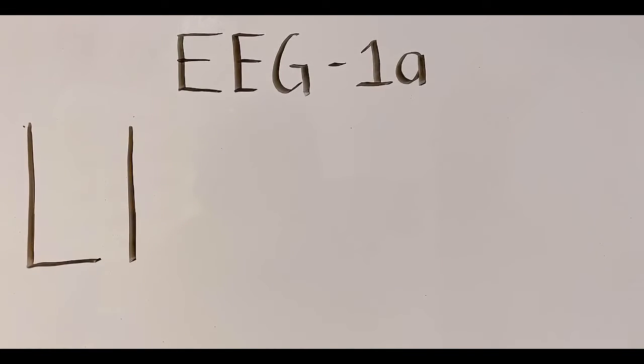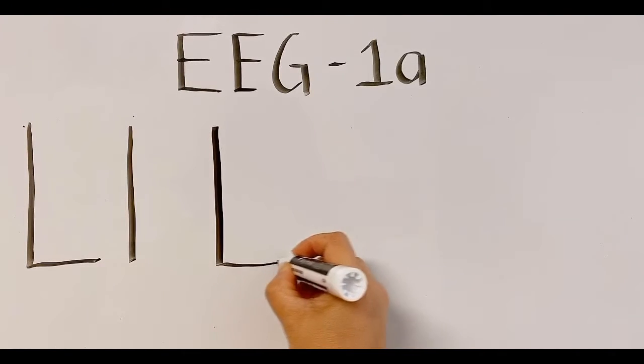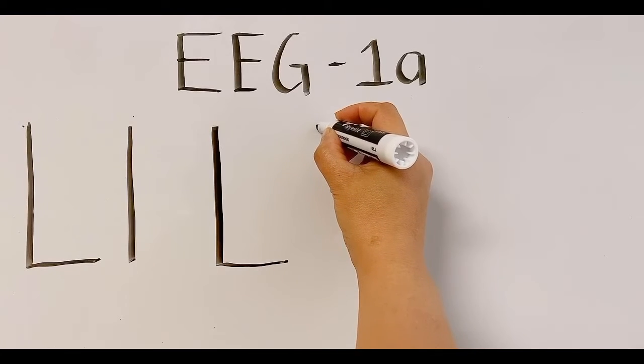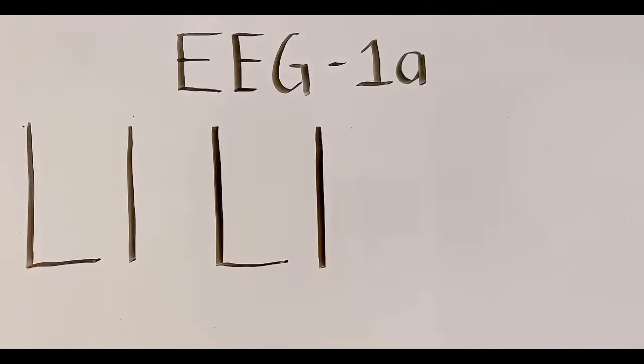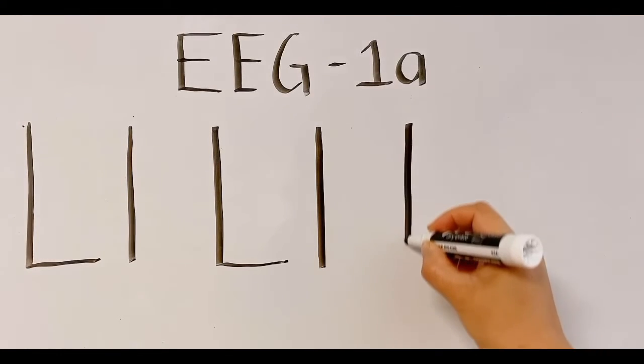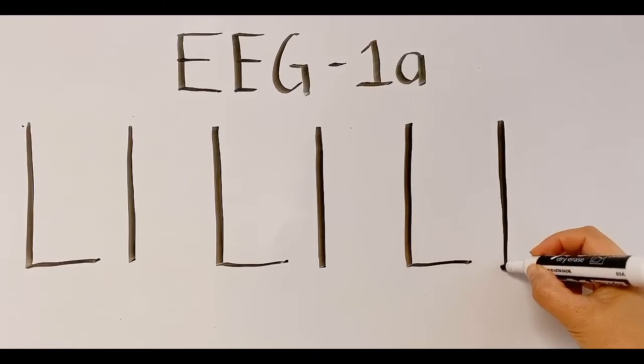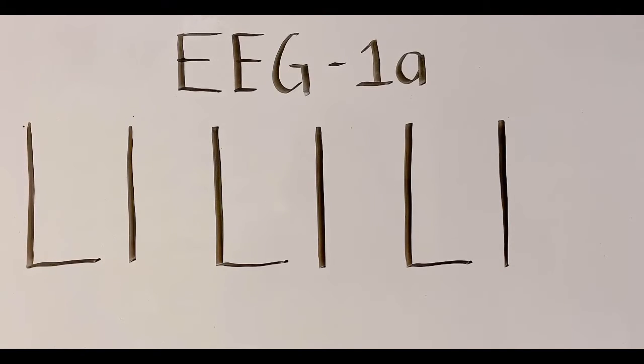Now let's try the letter L. Capital L, small l. That's right. Capital L and the small letter L. Again, capital L and the small letter L. Okay, can you follow? Good.